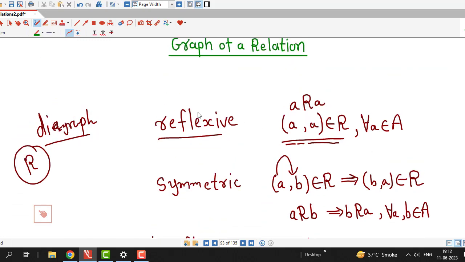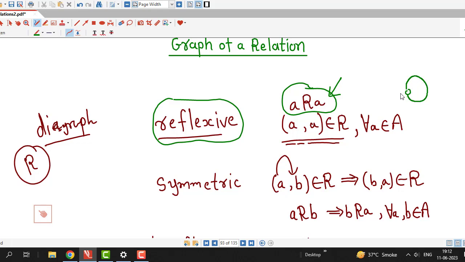So suppose we are given the graph of a relation, and we want to check whether the relation is reflexive or not. For a reflexive relation we require that every element is related to itself. So there must be a loop at each vertex a in the graph of that relation. If there is a loop at each vertex, then we can say that the relation is reflexive.